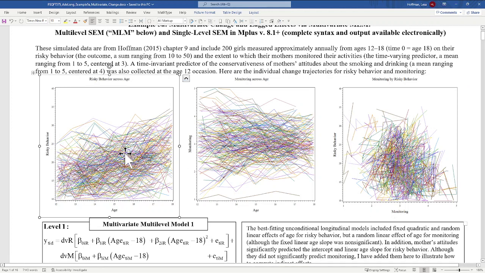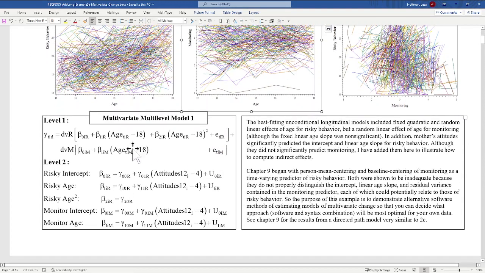So as we can see from the first plot here, it looks like risky behavior is increasing on average. In Chapter 7, I had gone through the process of fitting unconditional models of change and settled on a fixed quadratic random linear model for change across age and risky behavior. For monitoring, although there was no significant linear slope, there were significant random linear slope differences across girls, so we kept the random linear model for this. It did not need a quadratic. So that is the basis of the two equations in the multivariate level 1 model here.